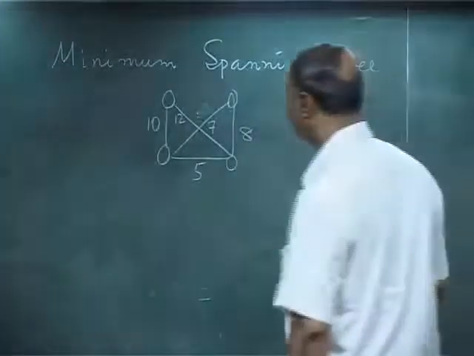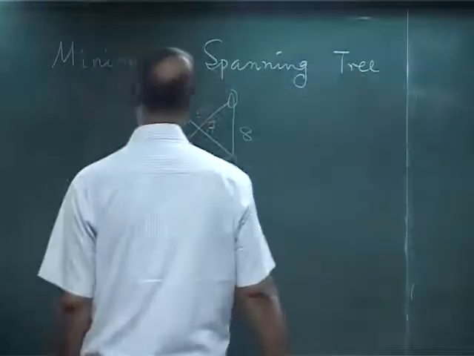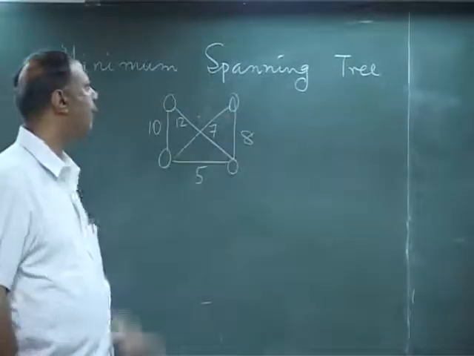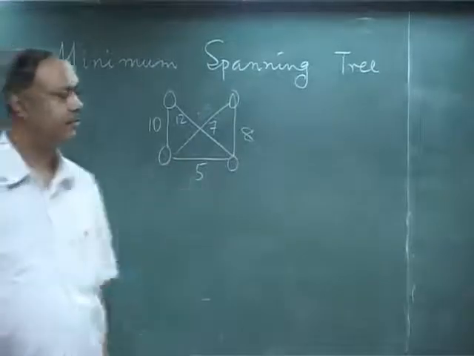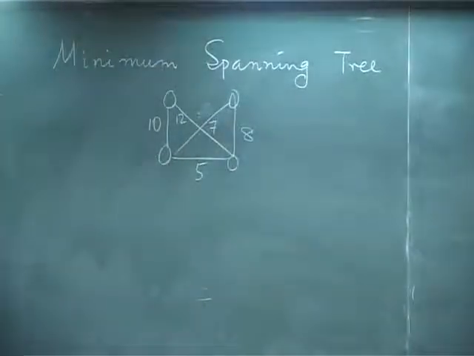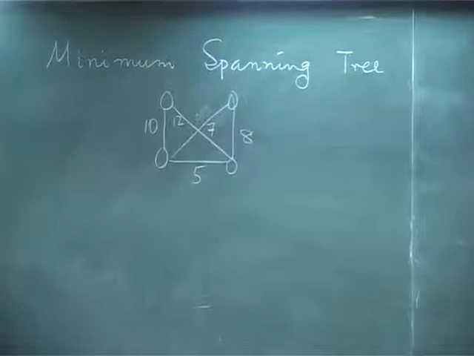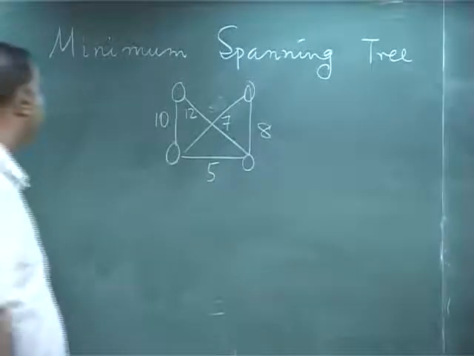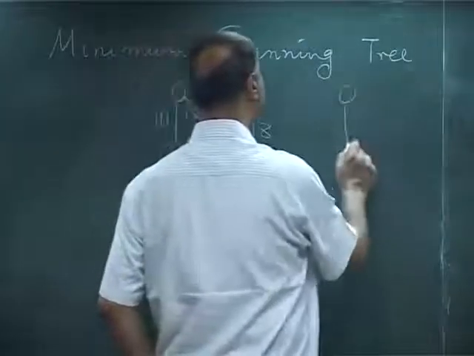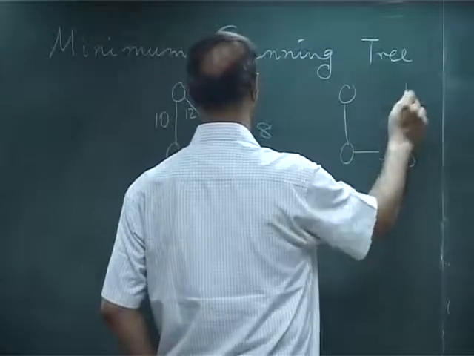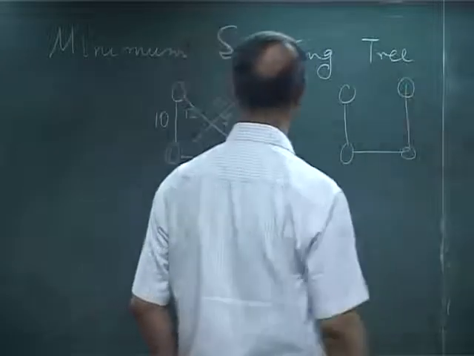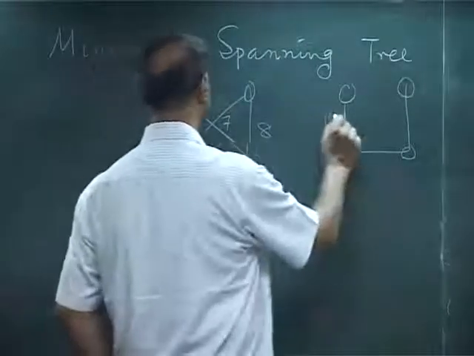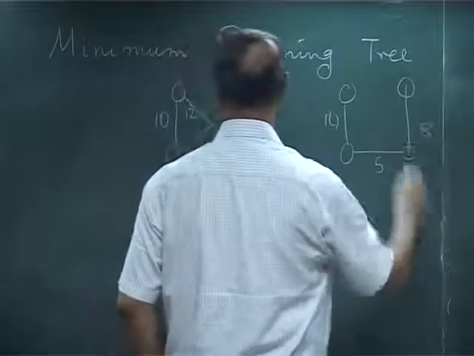Okay, and first, if I forget about the weights, I'm looking for a spanning tree. From this graph, you have to find the tree with n minus 1 edges, and n minus 1 edges will give you the spanning tree. So for this graph, one spanning tree could be this one. Okay, so this is 10, 5, and 8.